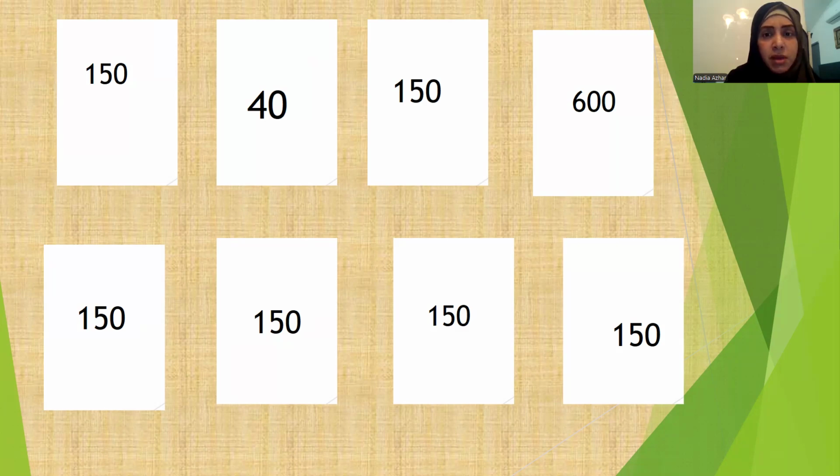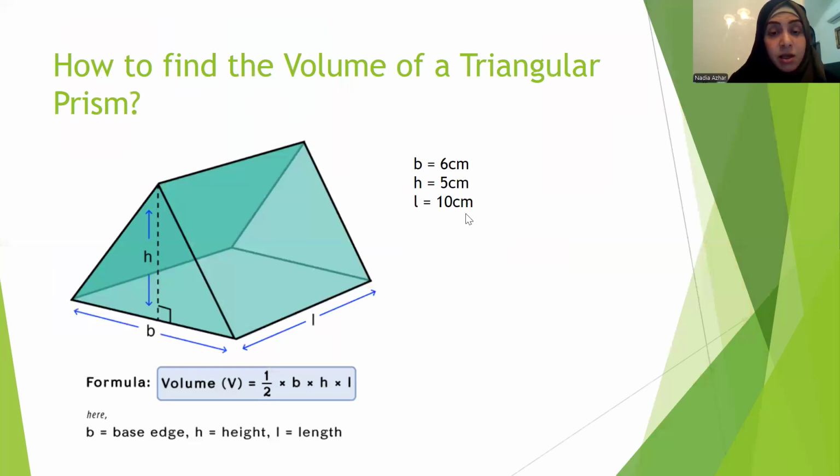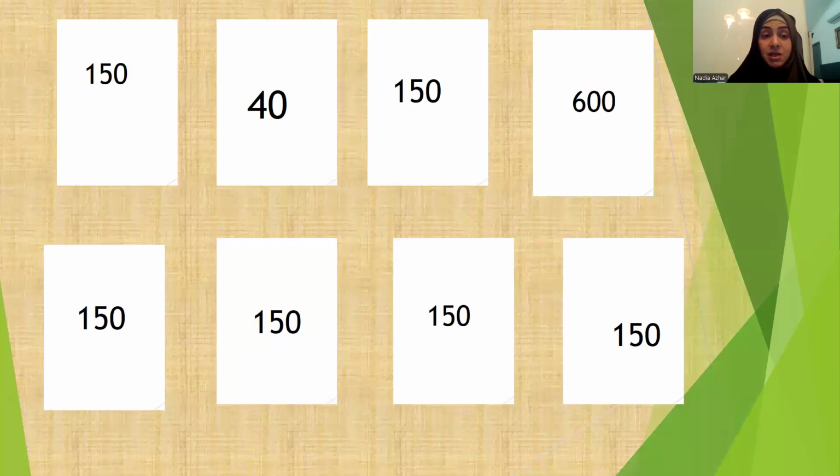So I can see many right answers and there are some wrong answers. They must be because of wrong calculations. But most of them calculated the volume correctly. But what is the unit of the volume? The unit of the volume is cubic units. If the dimensions are mentioned here in centimeters, then the final answer will be cubic centimeters. And the right answer is 150 cubic centimeters. Well done.